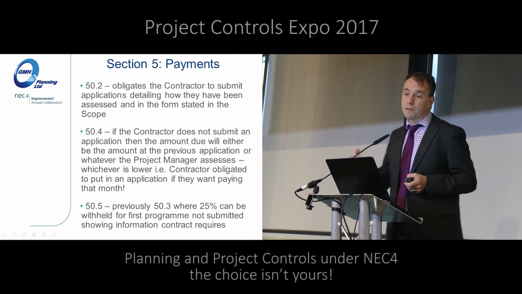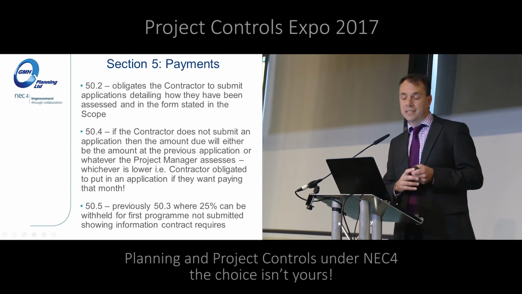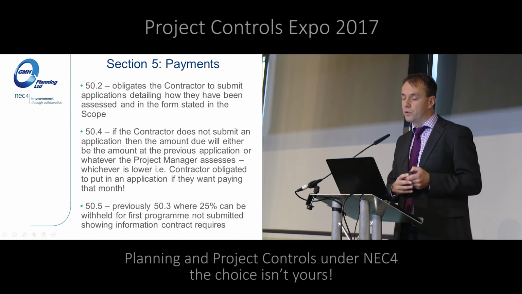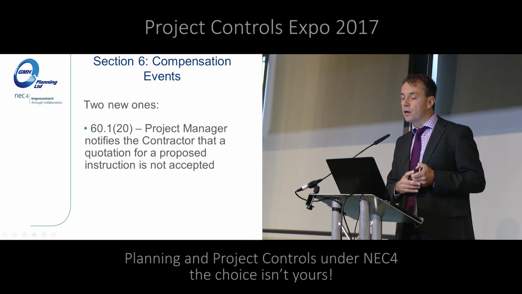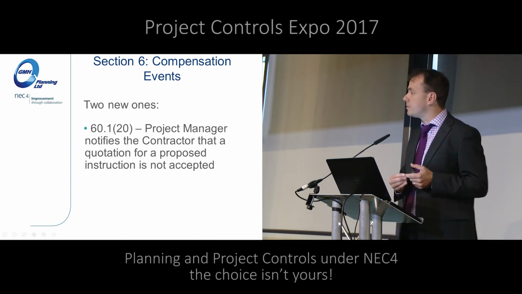This is a clause number change, so same clause. So 25% if the first programme hasn't been accepted is now clause 50.5. So I just highlight that because everyone knows 50.3, it's now 50.5. Compensation events, a couple of new ones. So number 20 is the project manager notifies the contractor that a quotation for proposed instruction is not accepted.